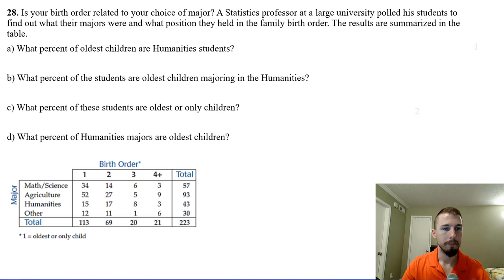Number 28. Is your birth order related to your choice of major? A stats professor at a large university polled his students to find out what their majors were and what position they held in their family's birth order. The results are summarized in the table. So down here we have math, science, agriculture, humanities, or other, and then birth order. First would be firstborn, so that would mean they're an only child or they're just born first. Second would be the second child, the third child, the fourth, or more.